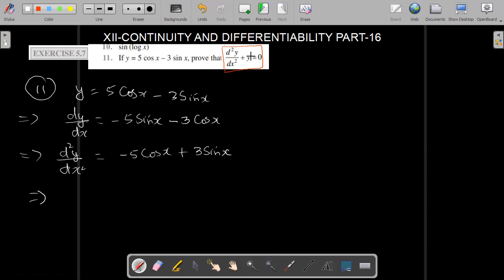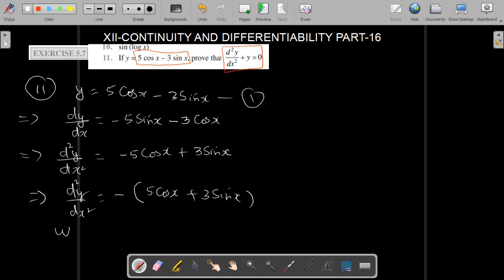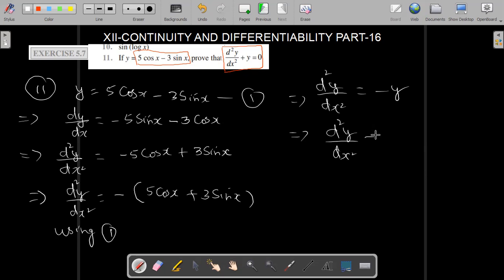And in these questions you actually get y again. That means this term in the second order derivative you have to replace by y. So if you write d2y by dx square is equal to, you take minus common, so it will become plus 5 cos x plus 3 sin x, and this is your first equation. Using the first equation, this whole term is replaced by y. So we get d2y by dx square is equal to minus y, or you can bring y to the left hand side, so d2y by dx square plus y is equal to 0. That is 2.